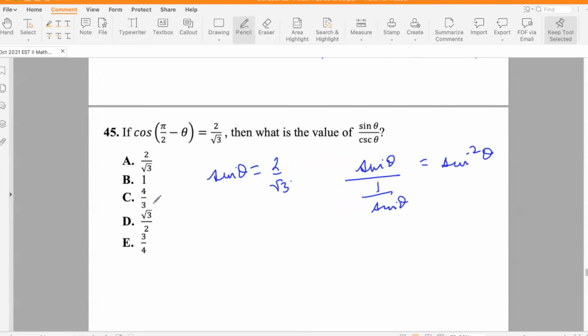But that doesn't seem right because sine theta should be between -1 and 1. So sine square theta should be between 0 and 1, right? Yeah, so I think this figure is not correct because cos cannot be 2 by root 3. Cos has to be less than 1. Yeah, so this question, the values do not seem correct.